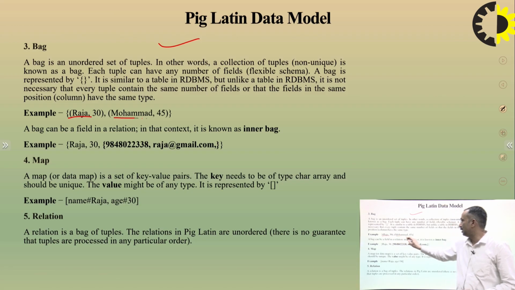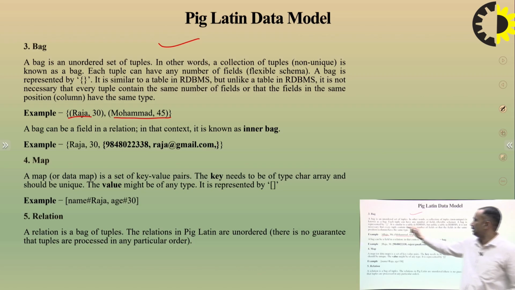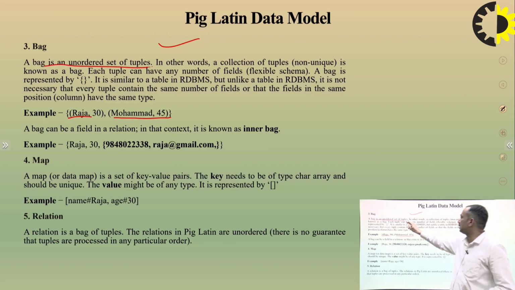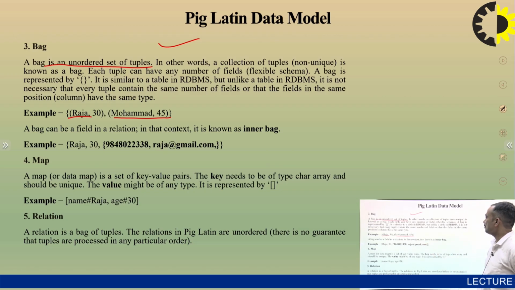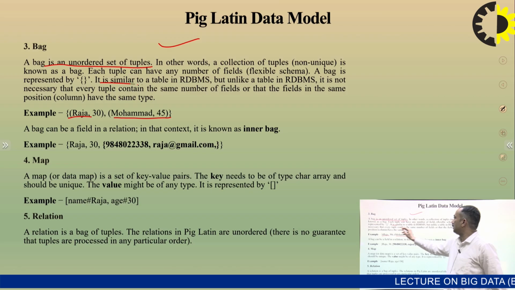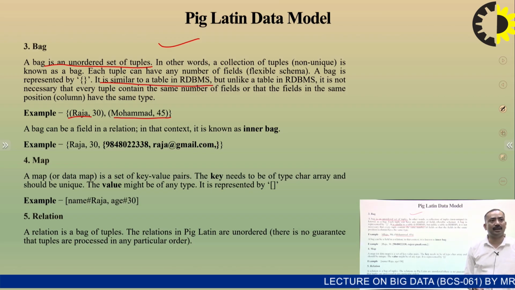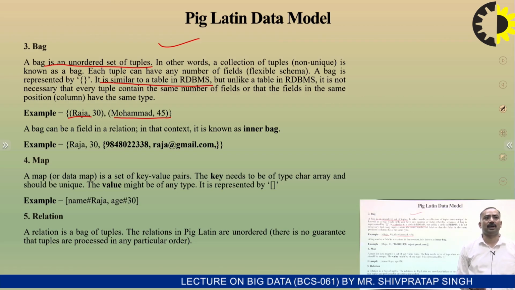Another tuple, Muhammad, 45. So these all are unordered. A bag is an unordered set of tuples, like a bag where we can put items without arranging them. So we can say it's a bag. No items, only a collection of tuples is called a bag. Similar to a table in RDBMS, we can say it's a bag in the case of Pig Latin.